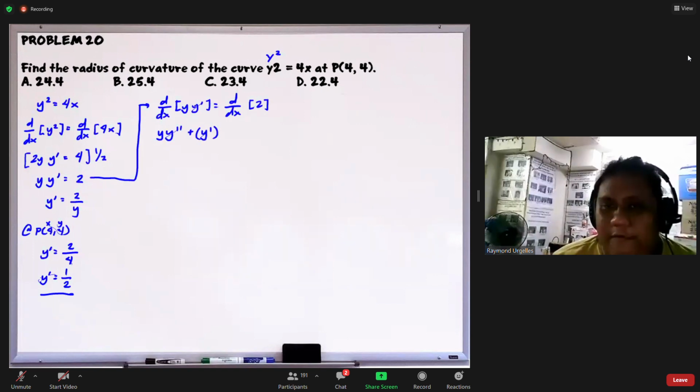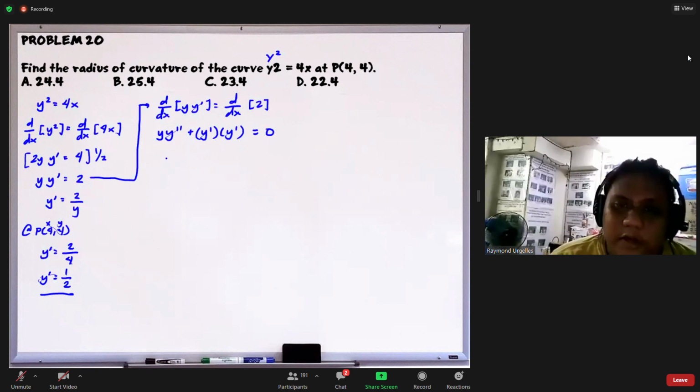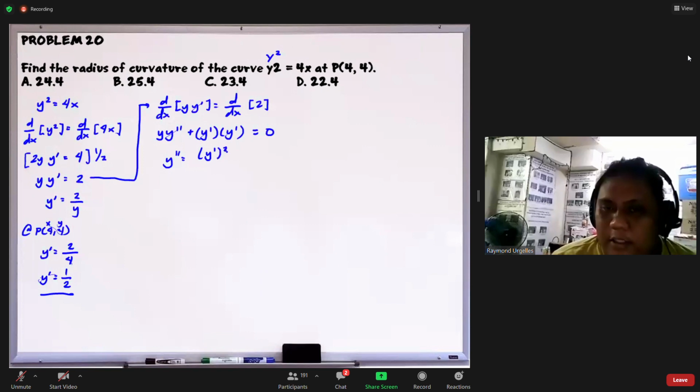times the derivative of y, which is y prime. So that is y prime times y prime. This is equal to the derivative of the constant, which is 0. Solving for y prime prime, this is simply y prime quantity squared divided by y.